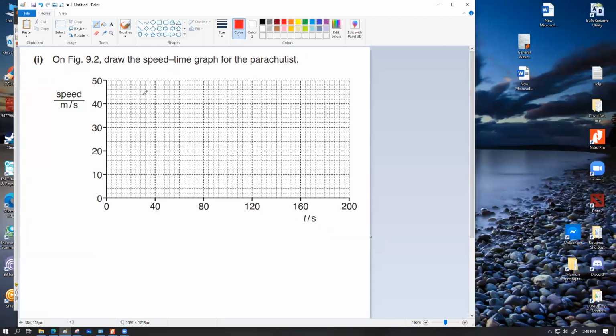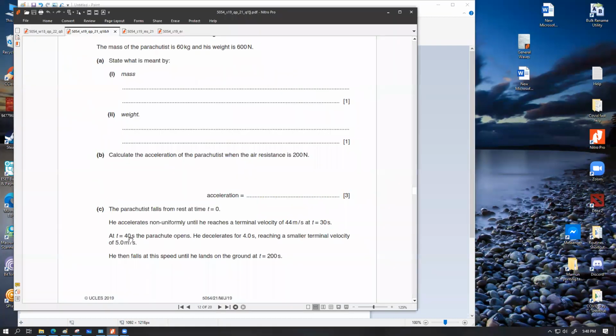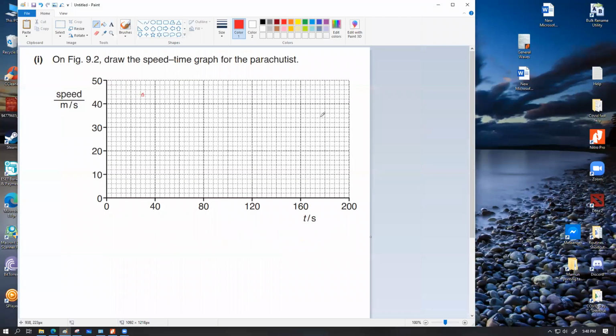So let's give a dot over here, and I'm going to give a dot and circle to label this point. That's the first point. He's going to maintain his terminal velocity for 10 seconds, up to the 40-second mark as per the question. So at t equals 40 seconds, he opens the parachute. So he should have the parachute opened right over here. So this would be another plotting point right over here.